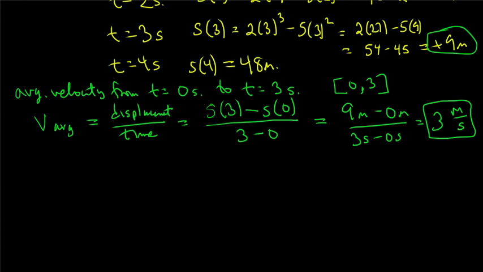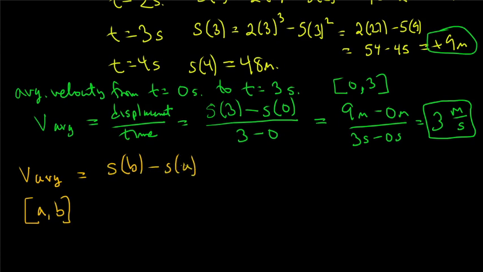In general, we calculate the average velocity given the position function, let's say from time t equals a to t equals b. This is just s of b minus s of a divided by b minus a. So b minus a is just the difference in the time, where time varies between a seconds and b seconds.